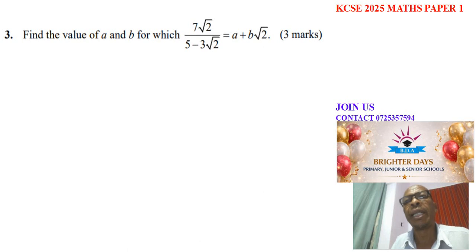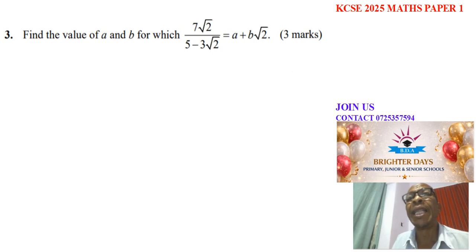So this is KCSE 2025 question number 3. That is paper 1, and this question is from surds, which you covered in form 3. You are required to find the value of a and b, for which 7 root 2 divided by 5 minus 3 root 2 is equal to a plus b root 2, and you get 3 marks.